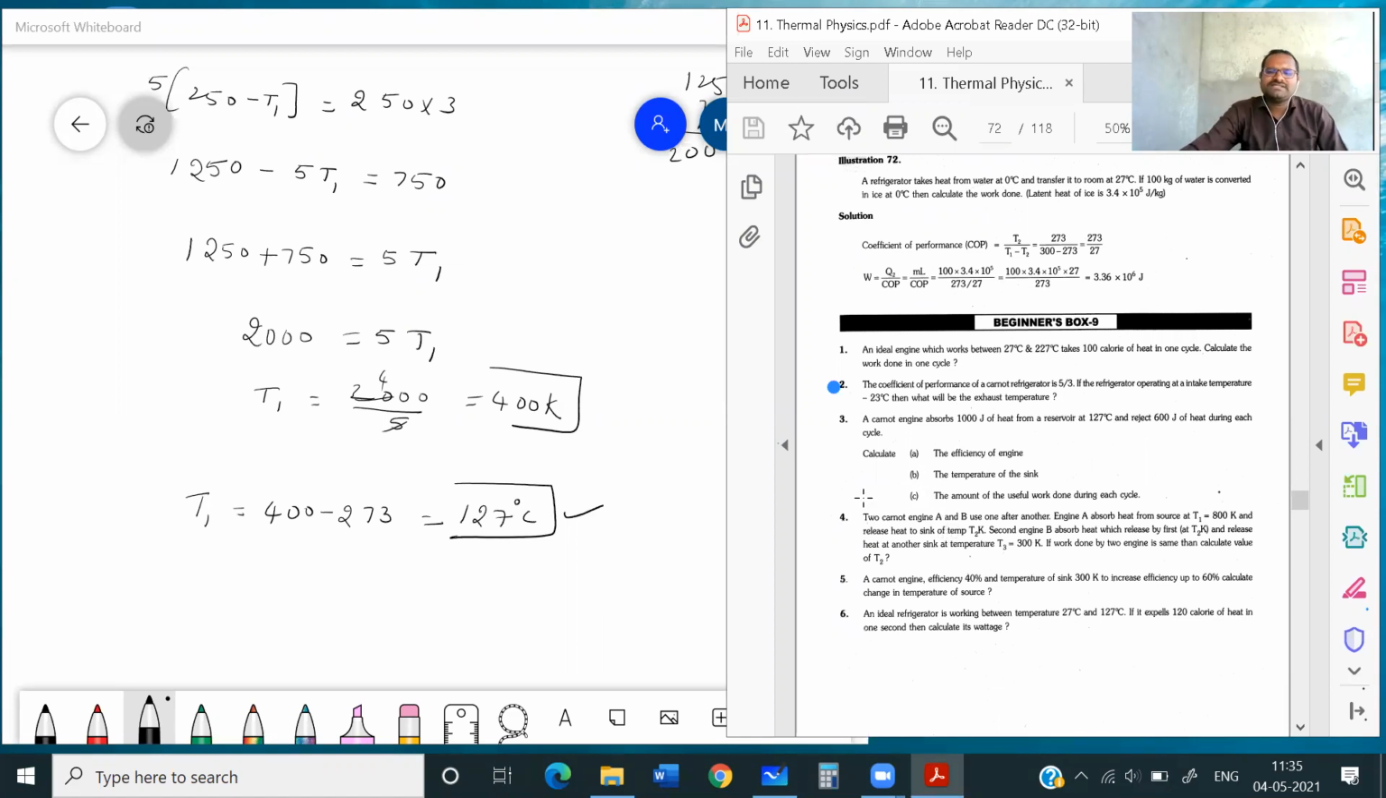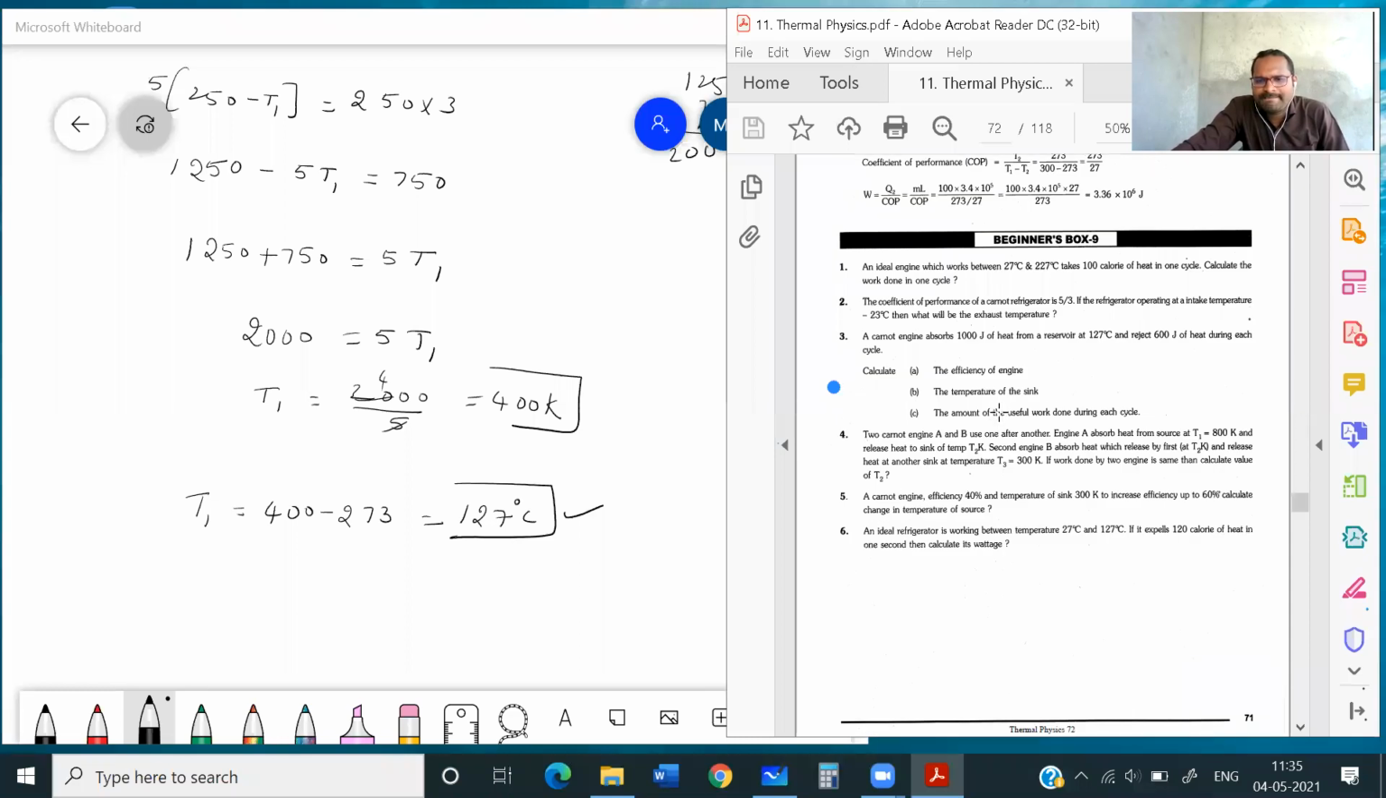Yeah, same as it is, Nana. See, question number 3, question number 4, question number 5, 6 questions are there. You try to solve them, Nana. All of you, Beginner box 9. All questions, you try to solve all these questions. You will get them definitely. And I'll take one more numerical problem on this, Nana.